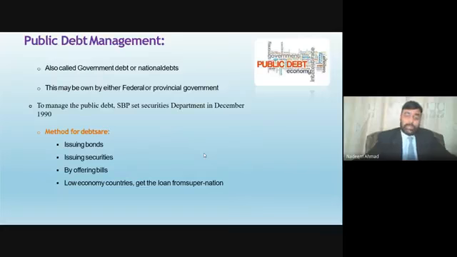Methods for debt: issuing bonds. By issuing bonds, it can neutralize debts as well. Then issuing securities, as we have discussed earlier in the money sector, the government securities. And now by offering bills like negotiable instruments. Low economy countries get loans from super nations. Yes, as we are having loans from different economies like America and stuff like that. So State Bank helps us in this scenario.